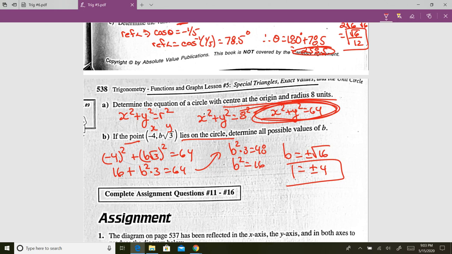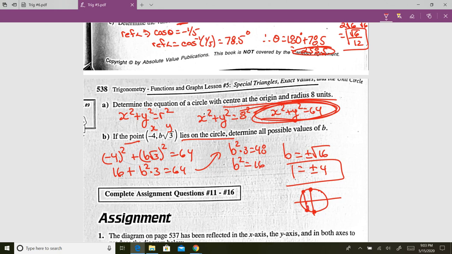Oh, and why would there be a positive and negative? It is because when you are on a circle, it's going to be up here and down here. All right. Or some other equivalent. Yeah, because your x value is negative 4, so you're out here. So be that one and that one.